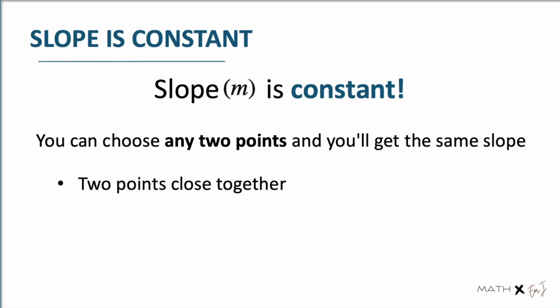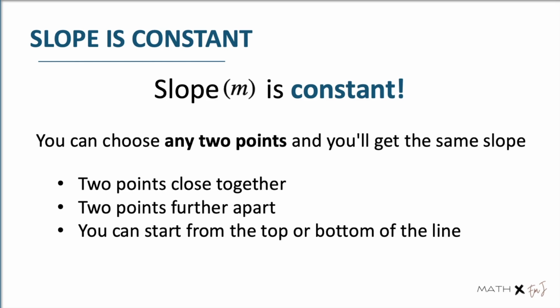So you could choose 2 points close together. You could choose 2 points further away. You could start from the top of the line and work your way down, or you could start from the bottom and work your way up. This is a really useful concept to understand because as a student, it means that there are no wrong points. You don't have to look for specific points. So do yourself a favor and choose the 2 easiest points that you can find on a line and calculate the slope using those.